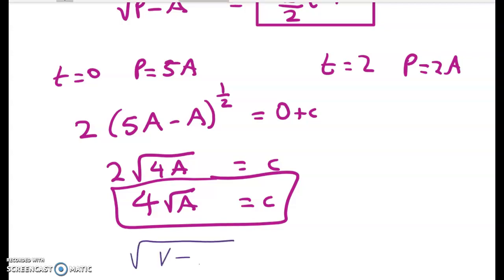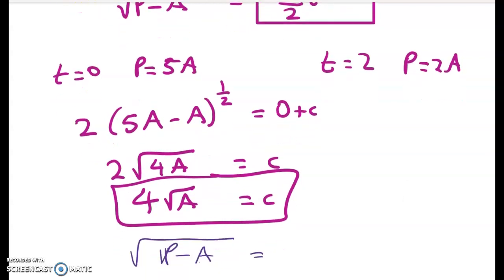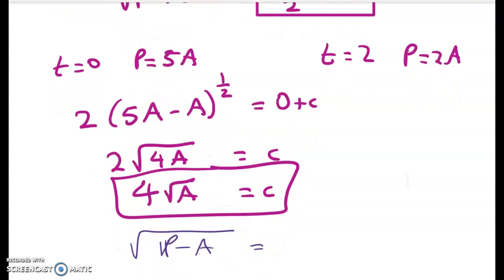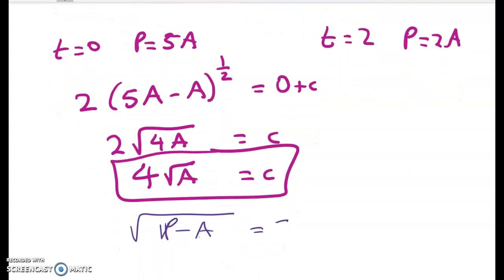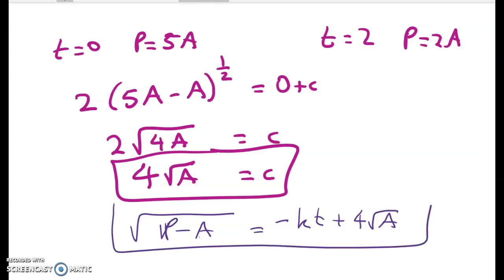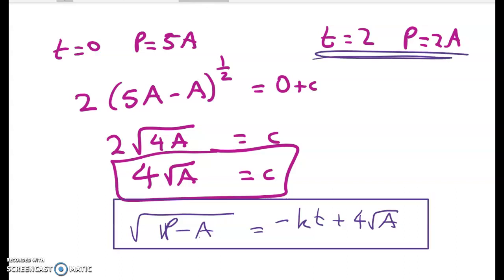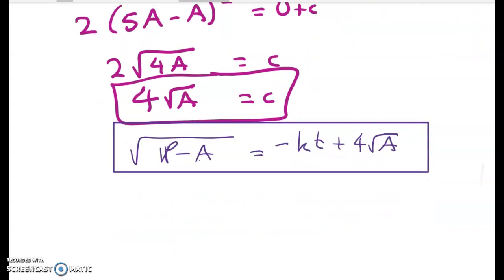So root p minus a is equal to, what have we got? Let's see, well, we've got negative kt plus that constant, which is 4 root a. So now we've got this, and we're going to use this condition to figure out the value of k.